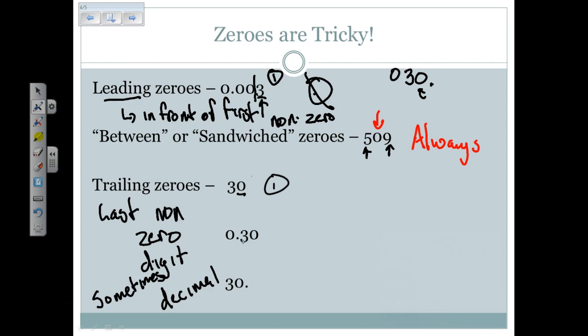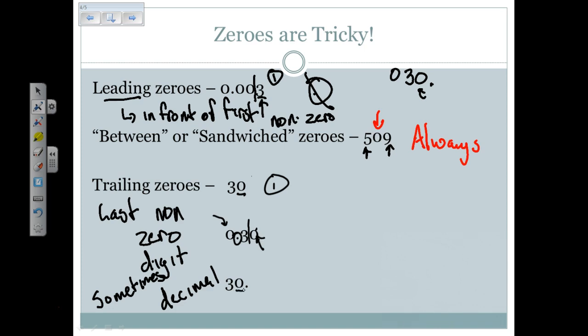Here we have 0.30, and so now we want to know, is that zero significant? Okay, again, it's a trailing zero. We already know that this zero is not significant because it's a leading zero. But this zero here, is it significant? Well, it is, because it is a trailing zero. It's behind the last non-zero digit, and there is a decimal point in the number. It doesn't matter where the zero is in respect to the decimal. It just matters that there is a decimal in the number.